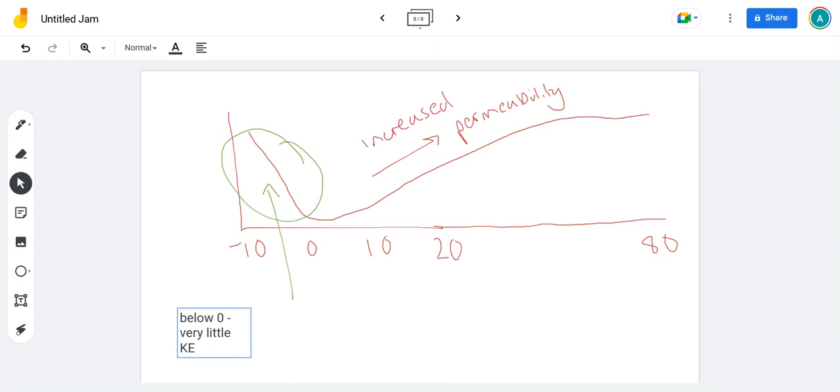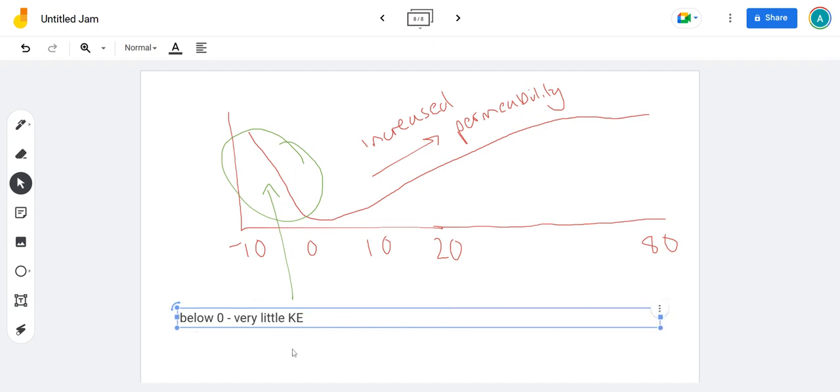There we go. So below 0, we've got very little kinetic energy. So the phospholipids are not moving around much at all. They're very closely packed together. So the lipids are still very close.